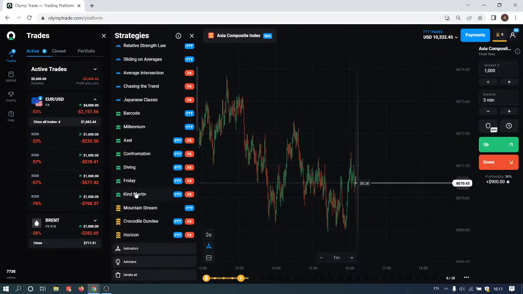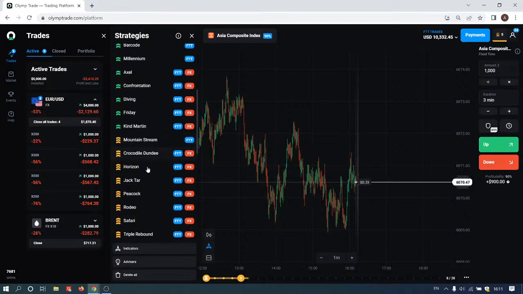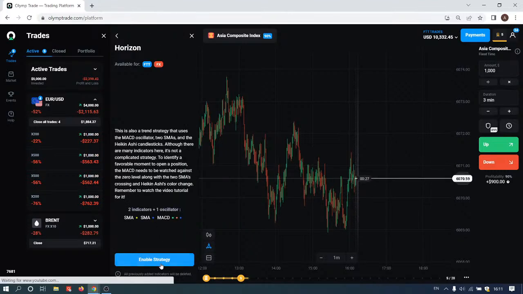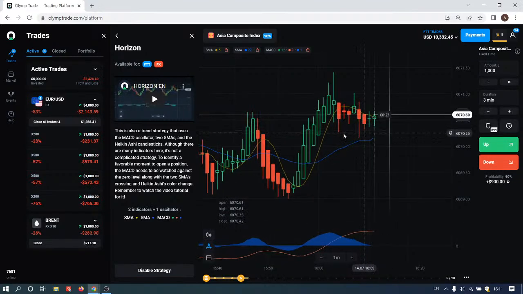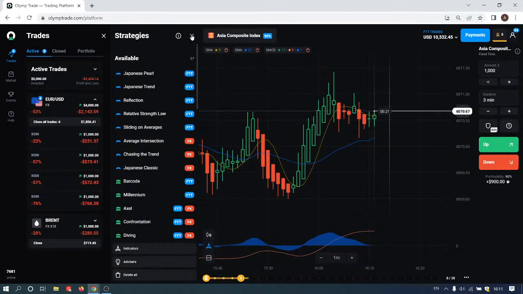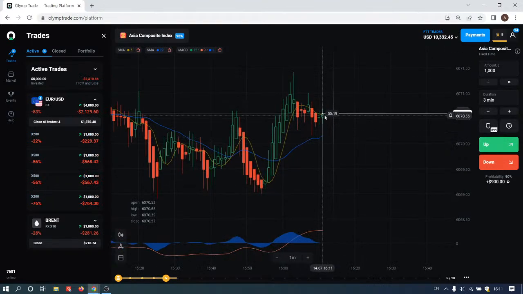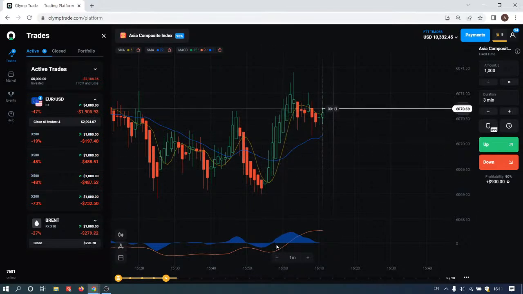So I go here and I need to find Horizon. Horizon belongs to the expert trading strategies category. So I go here and I press enable, and here is this trading strategy. I have these hollow green Heikinashi, the blue line and the yellow line, and I also have this MACD indicator, which is placed under the 0 line.